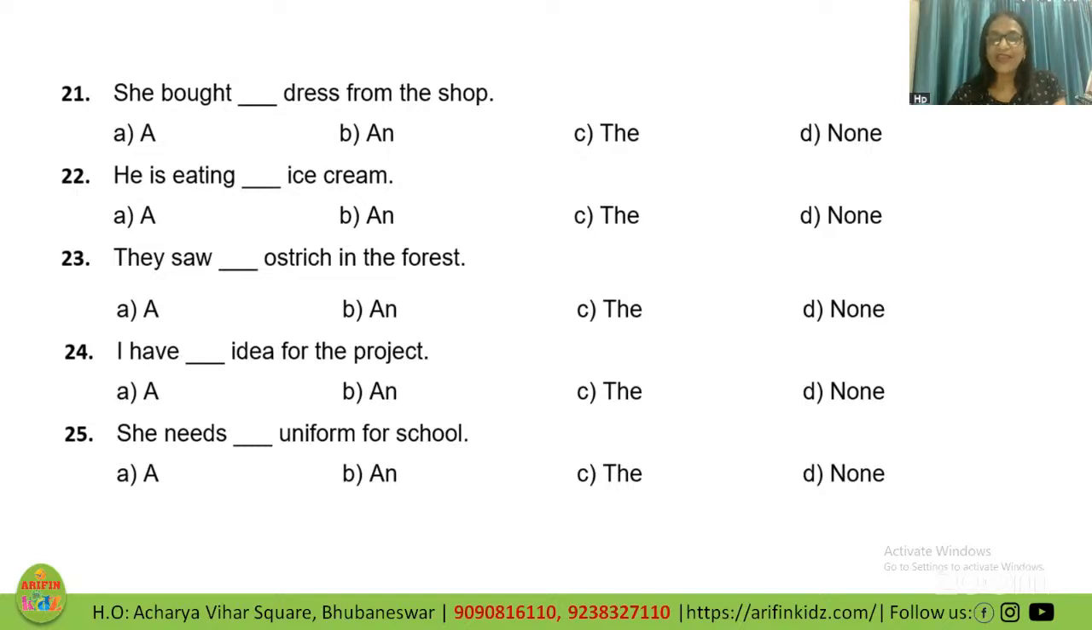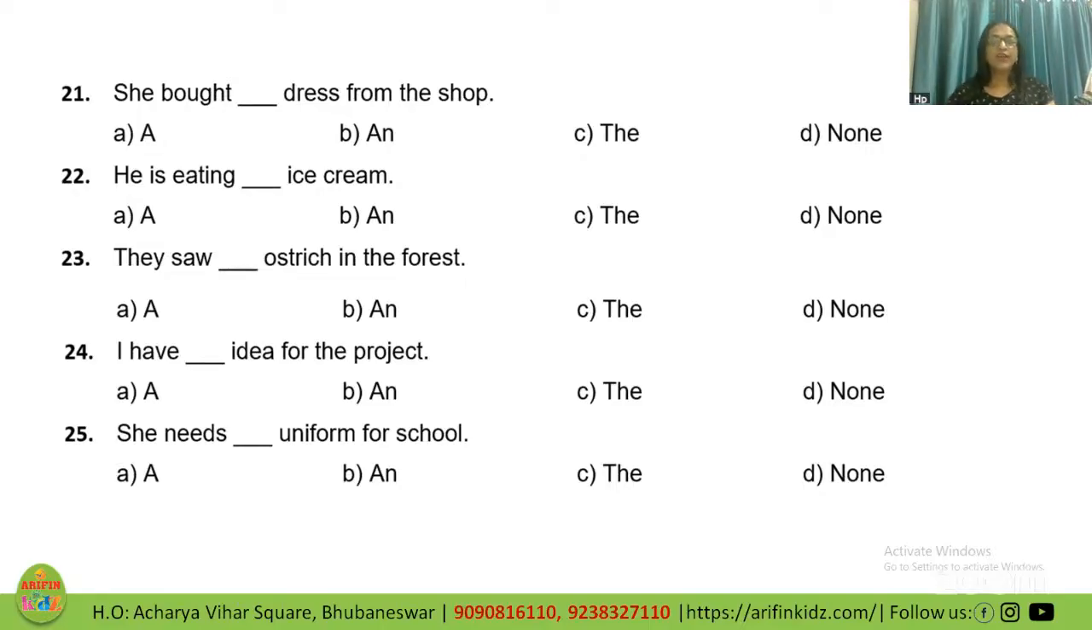Question number 23. They saw dash ostrich in the forest. As you know, an ostrich is a big bird, and ostrich begins with a vowel and the vowel sound comes. So, they saw an ostrich in the forest.